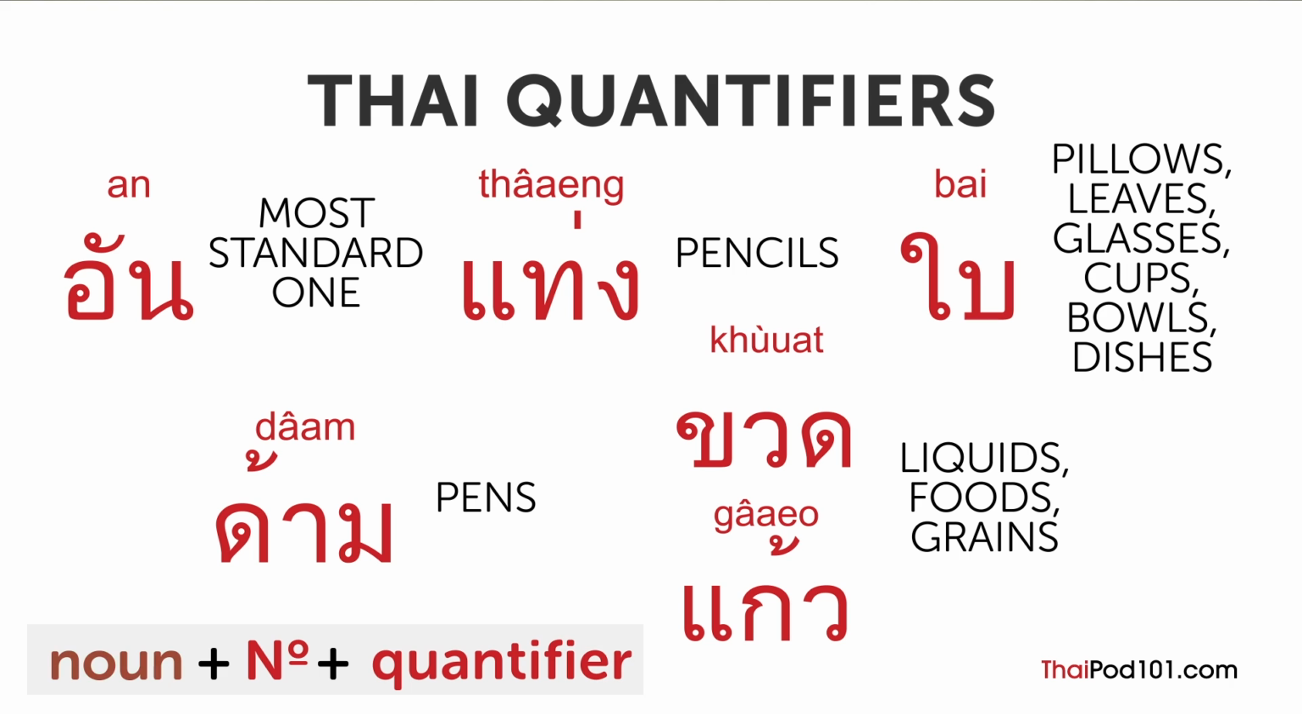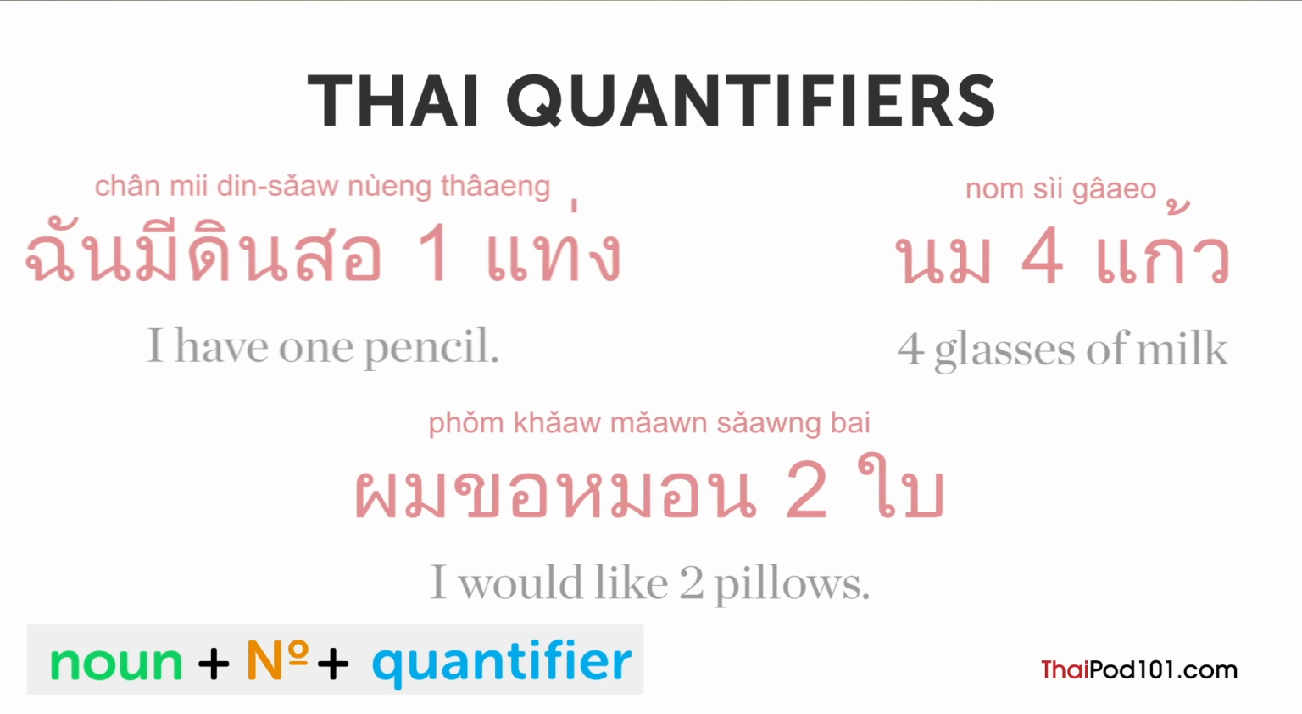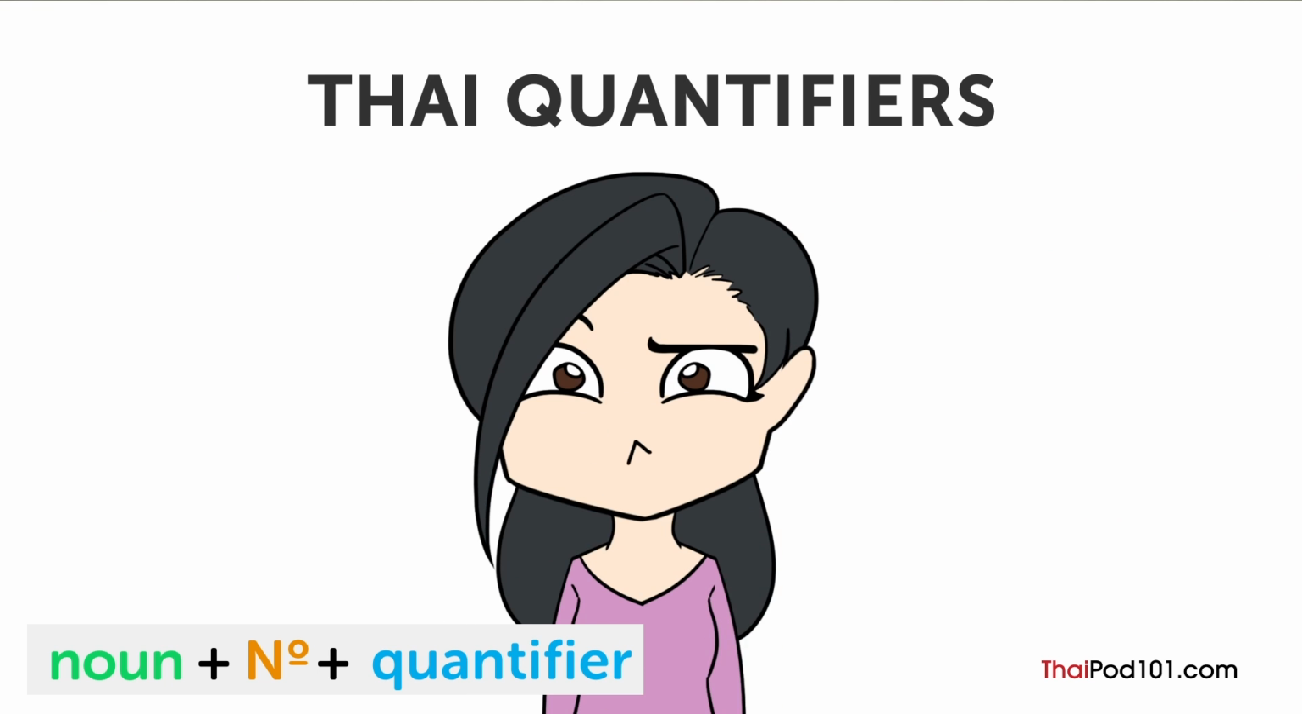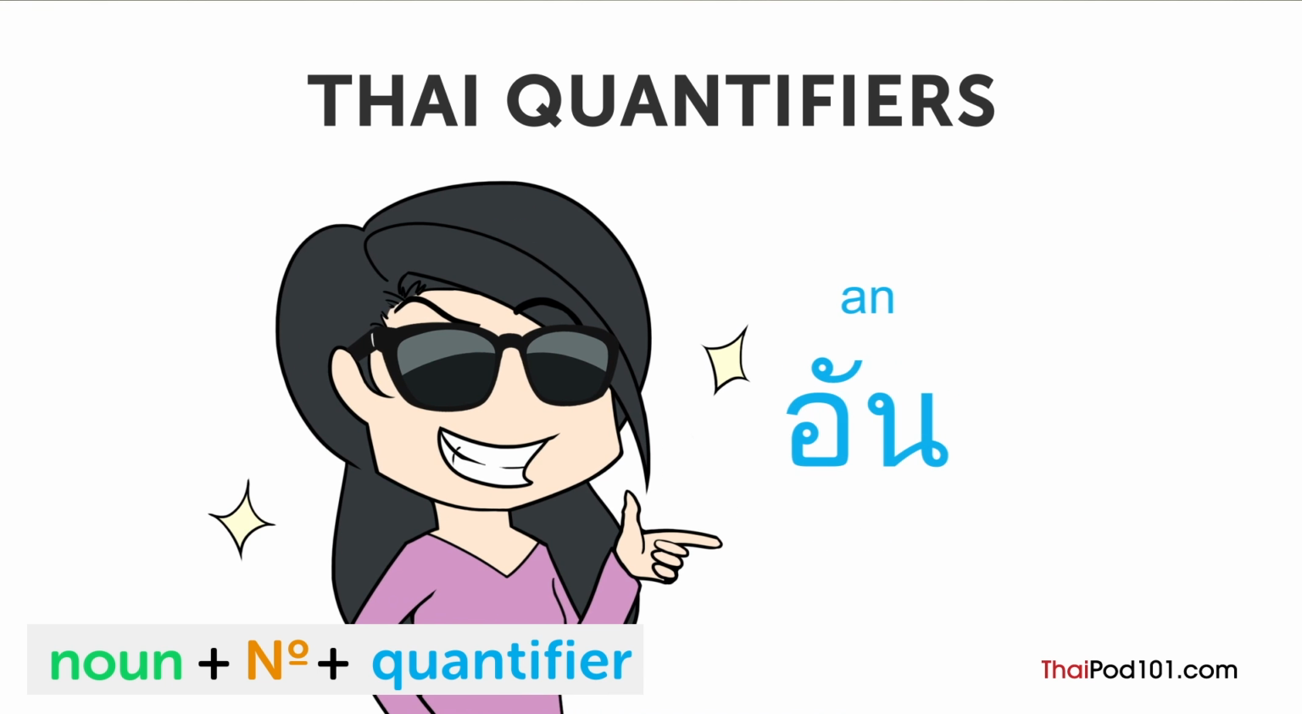Following the format noun plus amount or number plus quantifier, here are some example sentences. ฉันมีดินสอ 1 แท่ง, I have 1 pencil. ผมขอหมอน 2 ใบ, I would like 2 pillows. นม 4 แก้ว, 4 glasses of milk. You can see that all the nouns are quantified in these sample sentences, and the quantifier is used after specifying the amount of the noun. If you don't know which quantifier to use, stick with อัน.